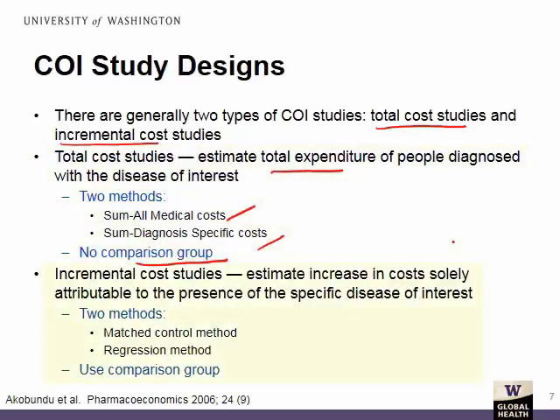And then you have the incremental cost studies, the incremental cost method. And in this one, you estimate the increase in costs that is solely attributable to the presence of that specific disease that you're interested in. And you can do this comparison by using a matched control method or using regression methods. And we'll see examples of this. So essentially, the incremental cost studies need a comparison group.